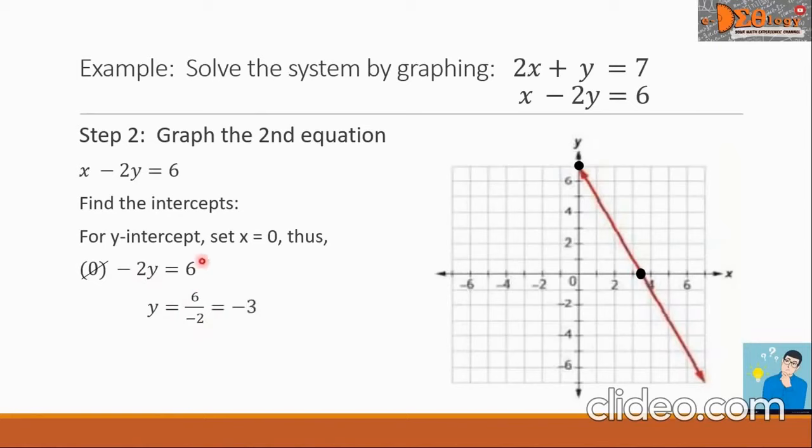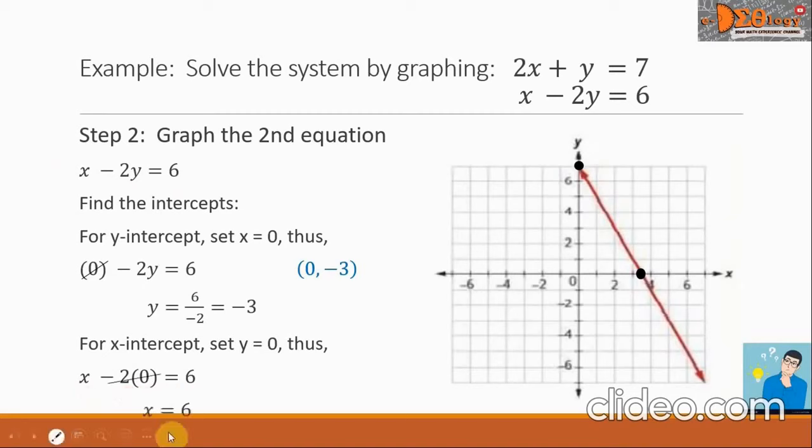So the ordered pair for the y-intercept is 0, -3. Now for x-intercept, let us set y equals 0. Thus, this second equation, x minus 2y equals 6, now becomes x minus 2 times 0 equals 6. And this 2 times 0 can be cancelled out. So we have now x equals 6. Let us now write the ordered pair for the x-intercept. So we have here 6, 0.